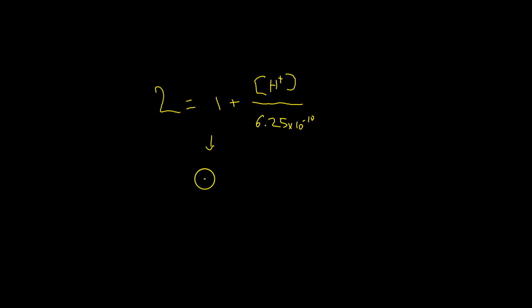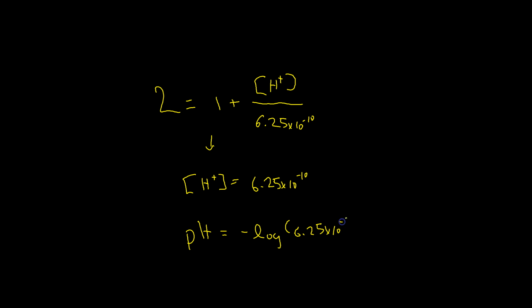Rearrange this, and you end up with essentially H plus equals 6.25 times 10 to the minus 10. So you see we subtract 1, multiply by 6.25. Now if we want to find our pH, we just simply take the negative log of that. Alright, and that gives us our pH, which ends up being 9.24.